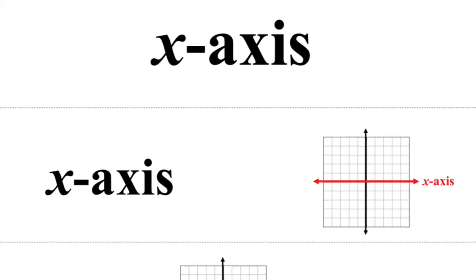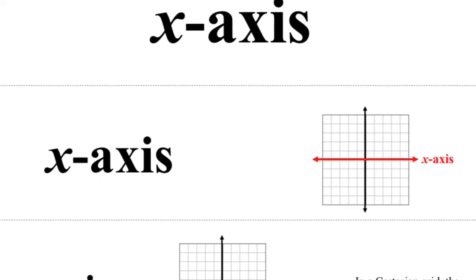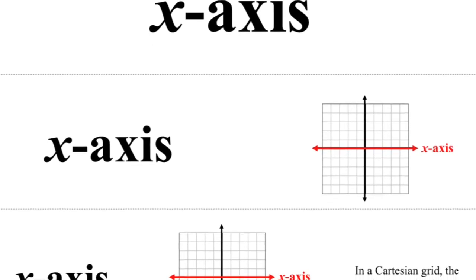The x-axis on a coordinate plane is the horizontal axis. It acts left to right.